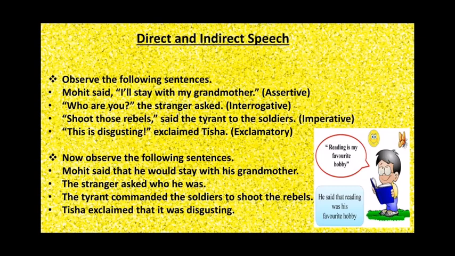Even in the picture, we have some sentences. The first one, "Reading is my favorite hobby." So this is the direct speech. That is, the boy is speaking. The same sentence is written as an indirect speech. That means someone else is telling the same sentence. He said that reading was his favorite hobby.